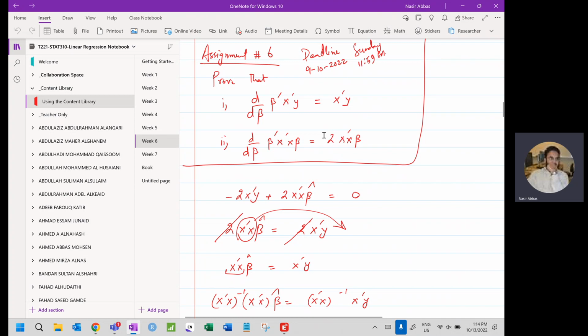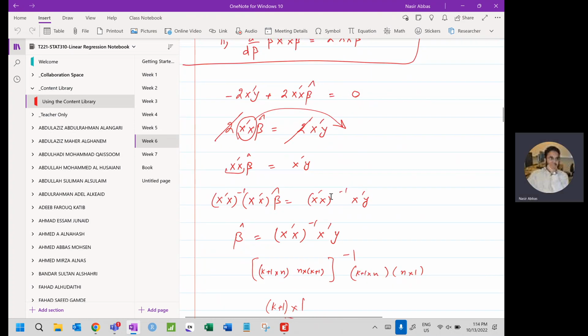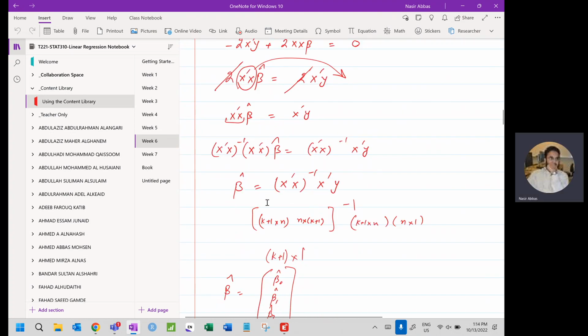Again, if this question comes in the exam, you don't need to prove this. This is prerequisite knowledge for this course. So here we did this one, and you're supposed to reach this point. That's it. Beta hat equals X transpose X whole inverse X transpose Y. You're supposed to reach this point. Any question?